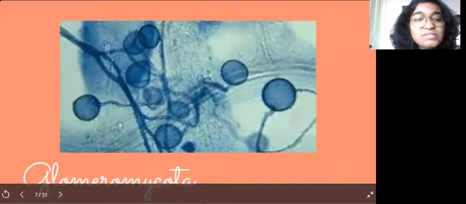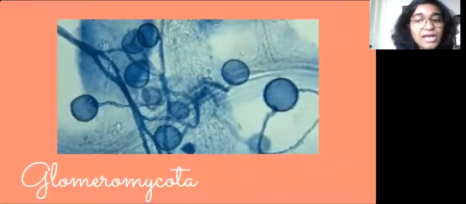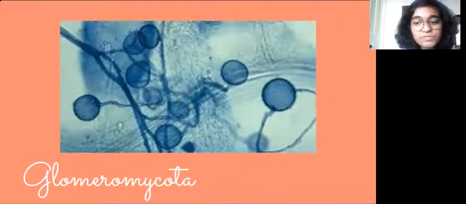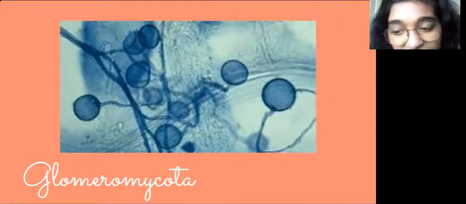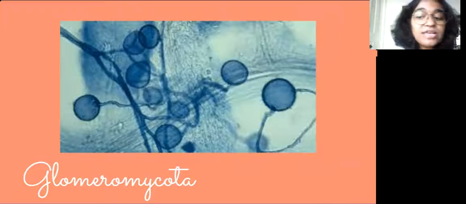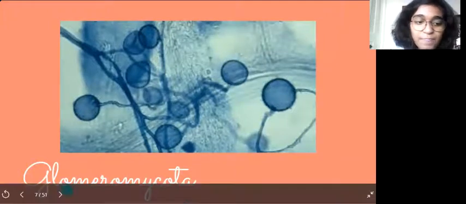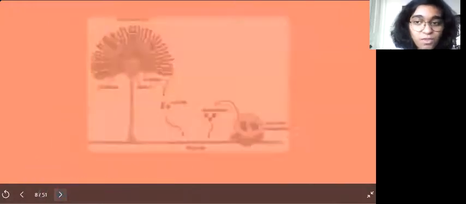Glomeromycota. The members of the Glomeromycota are also known as the arbuscular mycorrhizal fungi. Few species have been observed forming zygospores, and all the other species reproduce asexually. So this species also forms zygospores.